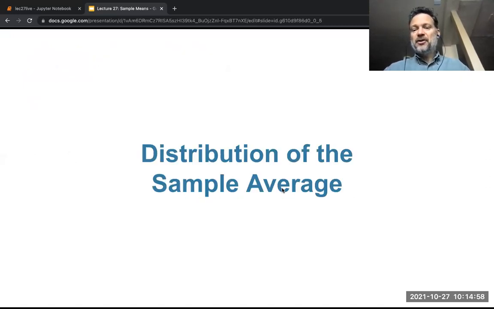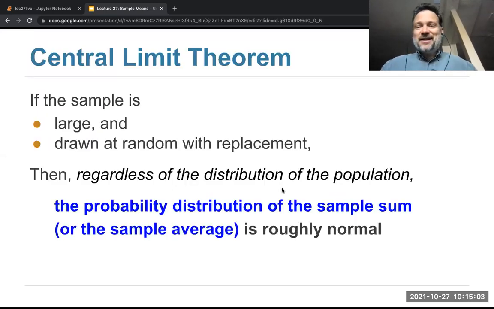Do you use a 10% rule? No. I know what you're asking. You're asking what counts as large. And this is not a black and white situation. There is no cutoff where you can say above that cutoff, the sample is large and below it, it's not large. What this statement is saying is it's an approximate statement. It says the distribution of the sample mean is roughly normal.